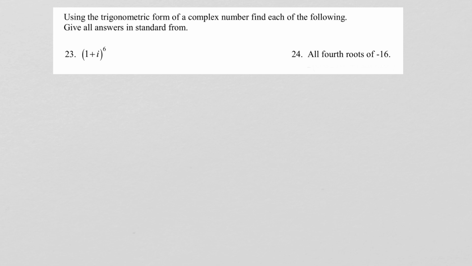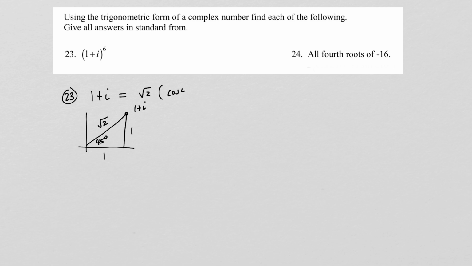For the next problem, we are going to use de Moivre's theorem to figure this out. So we have 1 plus i to the 6th power. First thing we need to do is change 1 plus i into trigonometric form. So 1 plus i looks like this. Real part and imaginary part are both 1. That means that the hypotenuse here is radical 2, and the angle, of course, is 45 degrees.